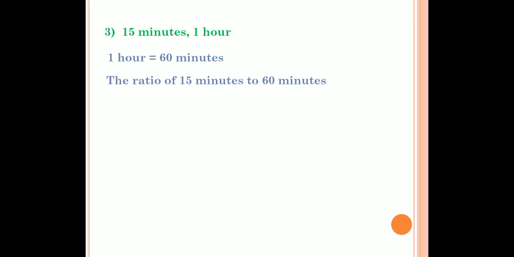So 15 minutes to 60 minutes is equal to 15 is to 60, that is equal to 15 upon 60, that is equal to which table? 15 times table. 15 into 1 is 15 and 15 into 4 gives us 60. So we are left with 1 upon 4, that is equal to 1 is to 4. So you have to pay very careful attention when you solve such sums. You have to keep in mind that the unit has to be the same. If it is different, you will convert it, make it the same, and then find out the ratio.